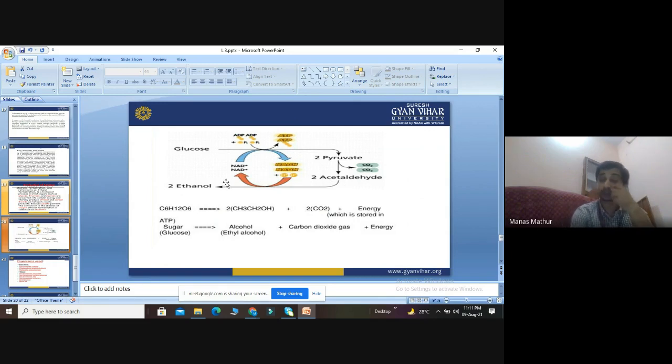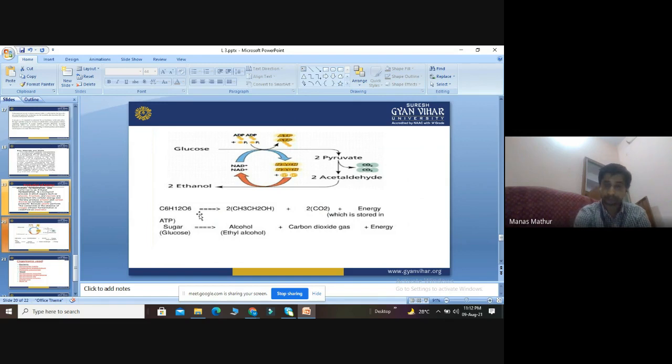Okay, so from glucose, ultimately your product is 2 ethanol, and the 2 pyruvate and 2 aldehydes are the intermediate products. So here, what changes are occurring? NAD is converted to NADH, and NADH is again converted into NAD. So this is the overall reaction.